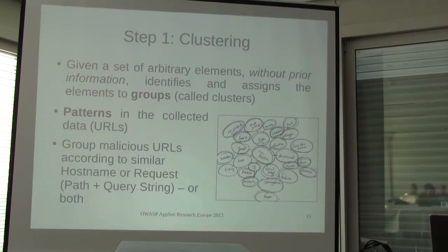So the first step is clustering. I don't know who among you is aware of what clustering is, but briefly, it is a technique that is widely used in data mining and allows you to group together elements that are similar. In our case, we look for patterns in the collected data, so in URLs, and we do clustering according to URLs that are similar on the host name, or similar on the request in terms of path and query string, or both of them.